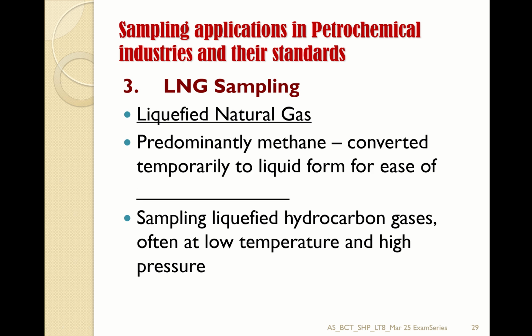Then you have your LNG, liquefied natural gas. This is mainly made out of methane, CH4, a hydrocarbon. Because it's a gas, in order to make it easier for you to transport, you convert it to liquid first. Because of this, when you sample your LNG, you need to sample it at low temperature, because at low temperature it is more in liquid form, and at high pressure. High pressure will also keep the hydrocarbon gases in liquid form.